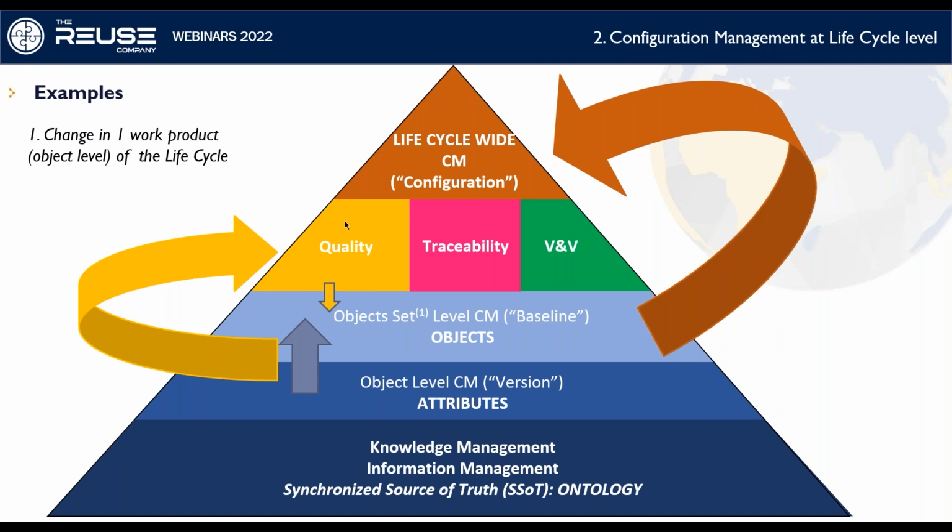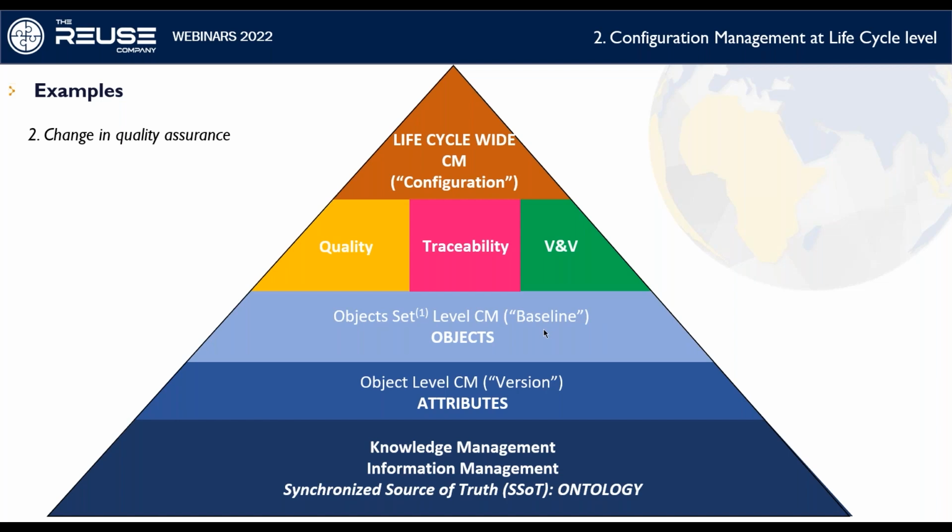And then the quality might of course affect the baseline, because I'm changing the quality attributes of this baseline, the traceability of many other objects found in different object sets, each of them with a previous baseline that has been produced, and also VMV actions.